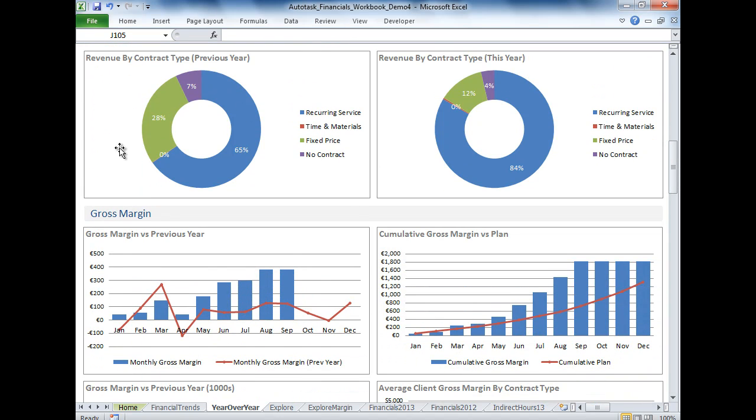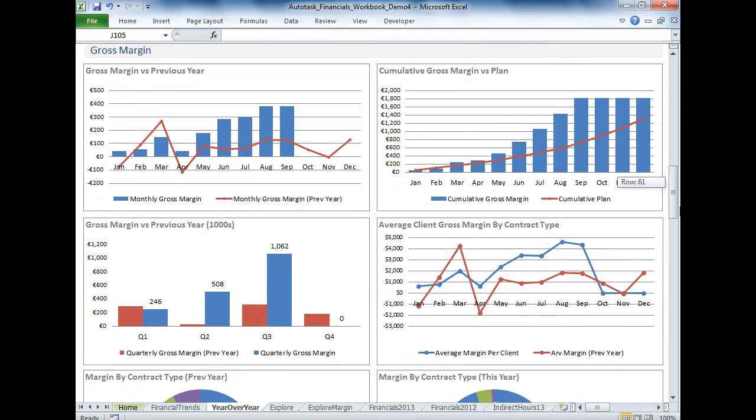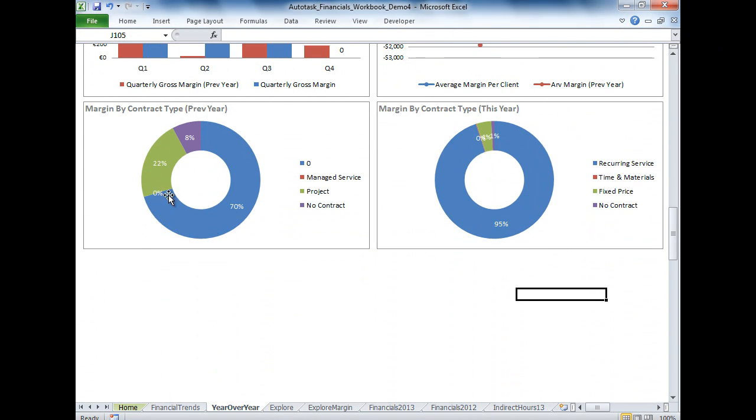Interestingly, this is showing me my revenue by contract type in the previous year versus the current fiscal year. 65% last year came in from recurring service. 84% is coming in now. Nice distribution. Gross margin, giving me comparisons of gross margin for this year versus previous year. Again, showing me 70% of my gross margin last year came in from recurring service. This year it is 95%.